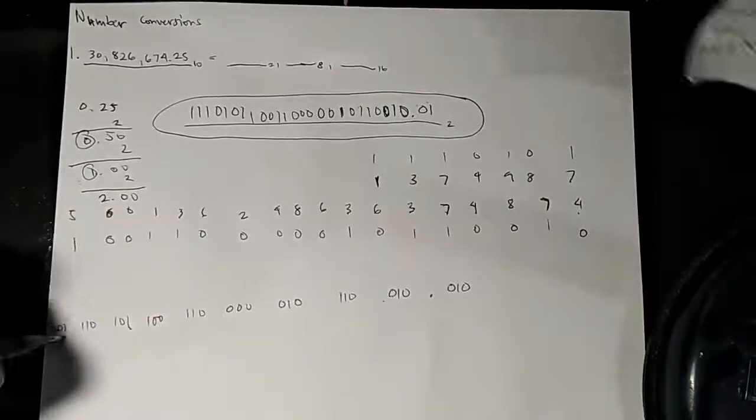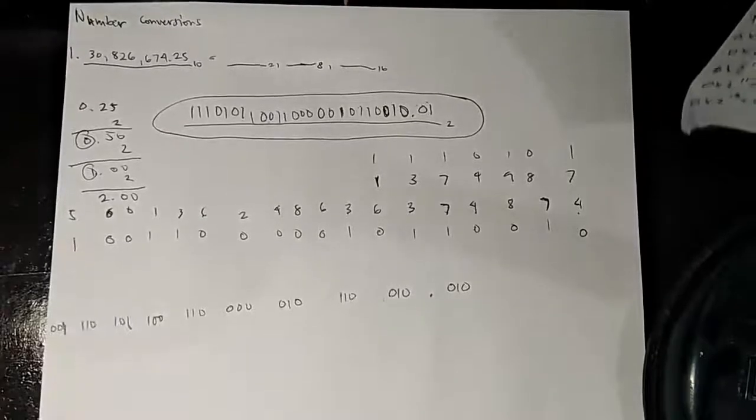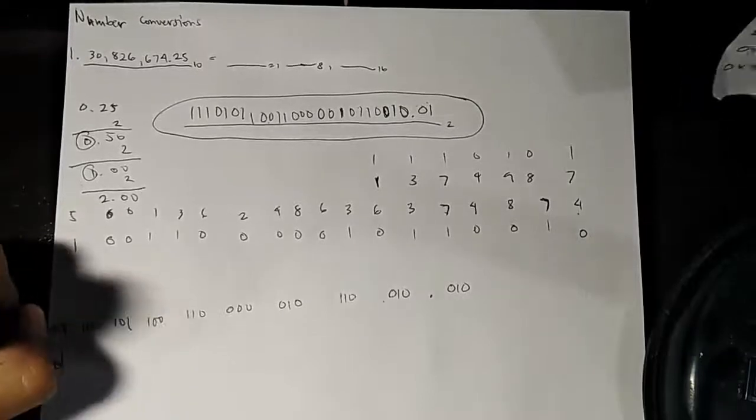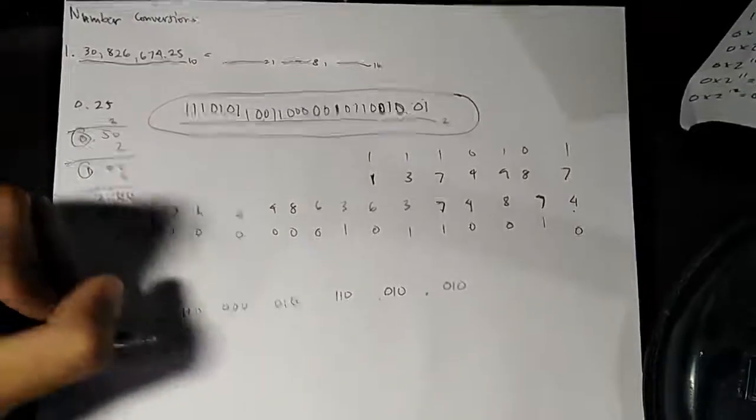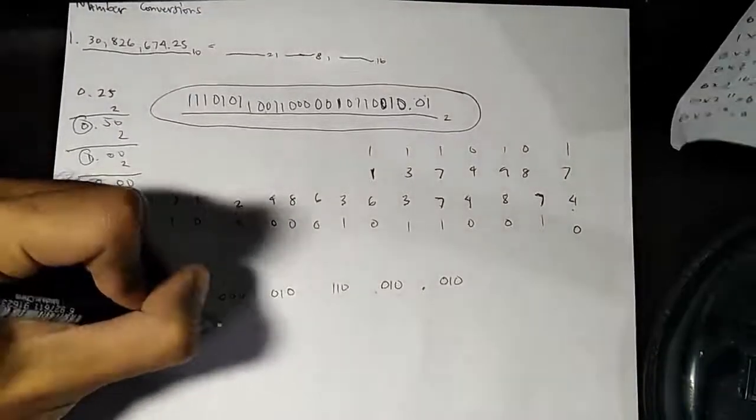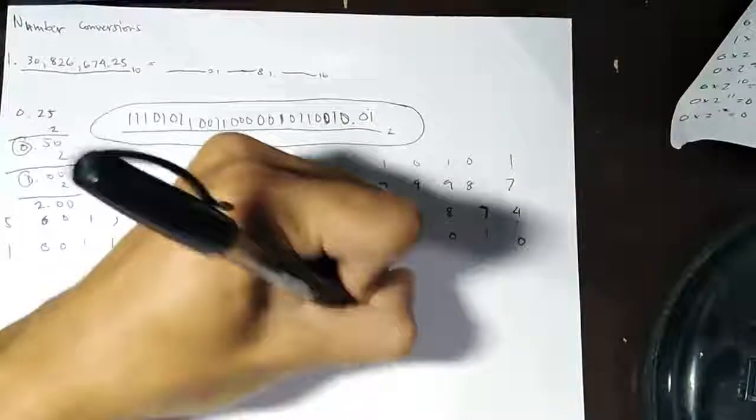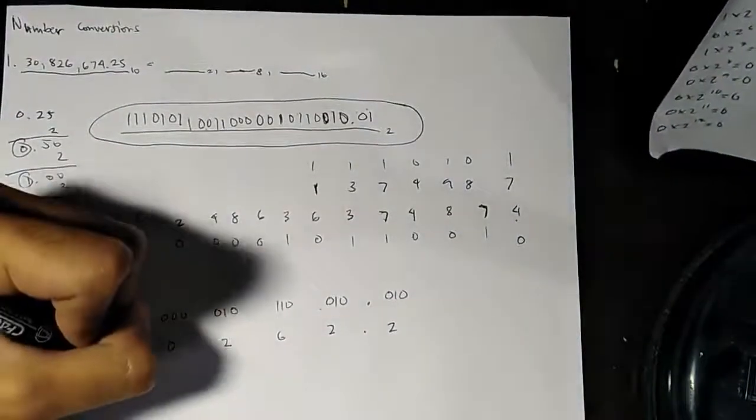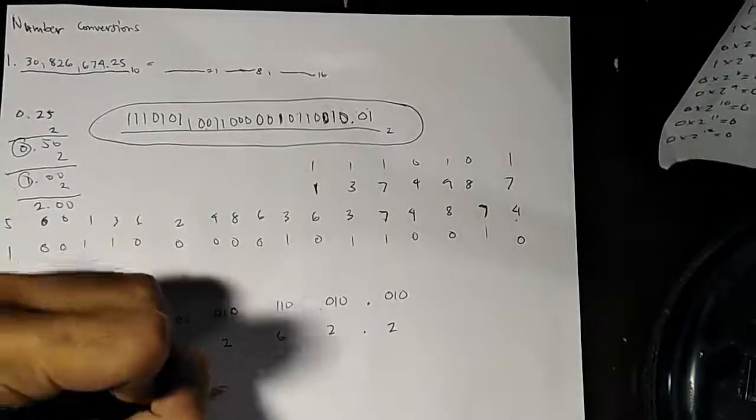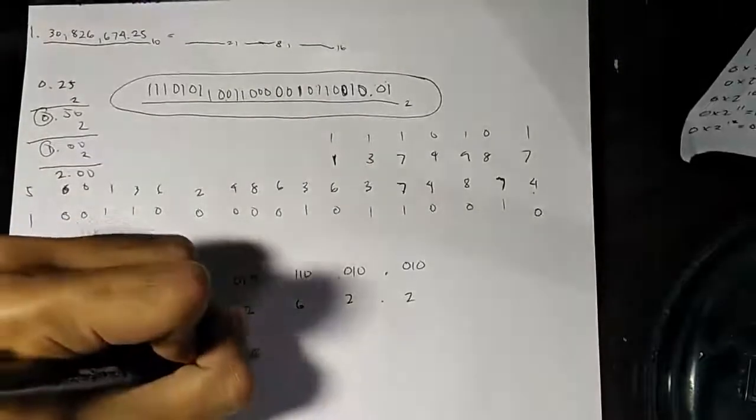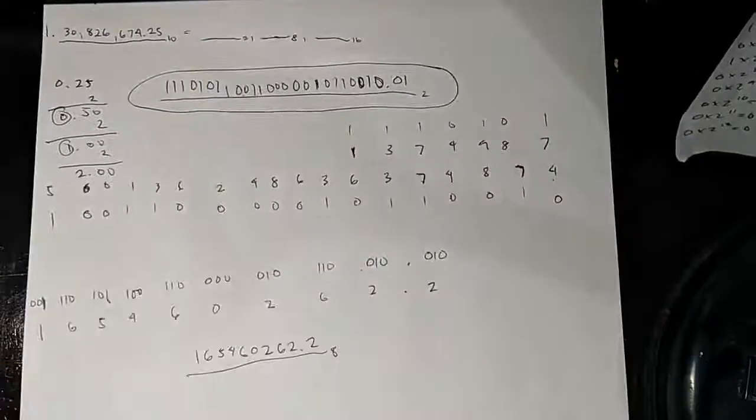Okay, so now what you're going to do with these binary groups is get the corresponding decimal value. So 001 is a 1, 110 is a 6, 101 is a 5, and so on and so forth. This is a 4, this is a 6, a 0, a 2, a 6, a 2, and this is a 2. So your final answer is 16546, okay, 0262.2. So there, I hope you get it. That is the final answer in base 8.